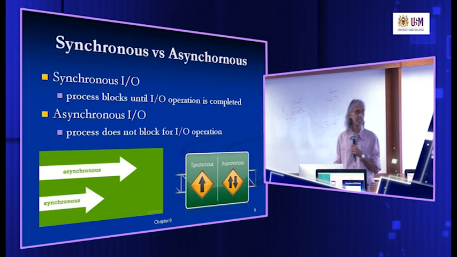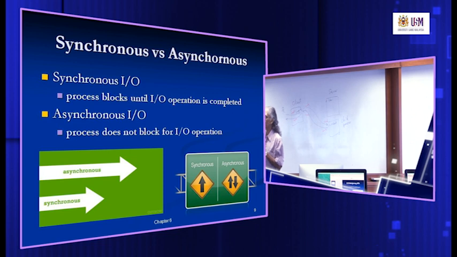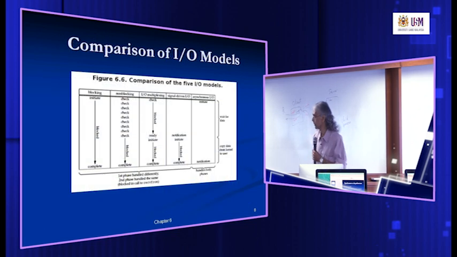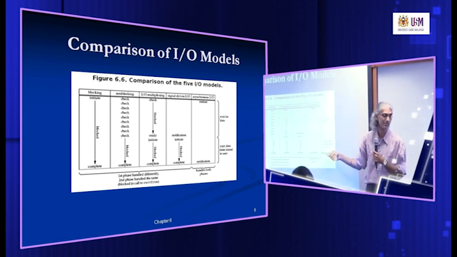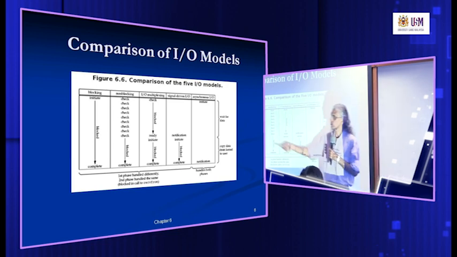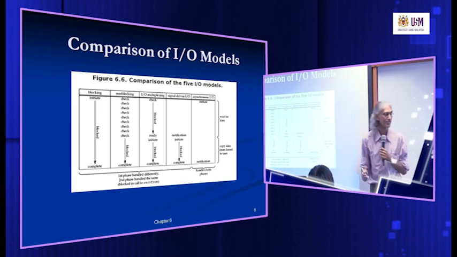There's another way of looking at it: synchronous versus asynchronous. Synchronous means the process blocks until the I/O operation is completed all together, so you cannot do anything else. That's what we've been doing so far. The asynchronous version is completely free. It does not block for any I/O operation, and once the I/O operation is completed, it will be informed. So all these versions are different. This one is completely asynchronous, because you don't wait at all. This is completely synchronous. The others are a bit of a mix, a combination of both.